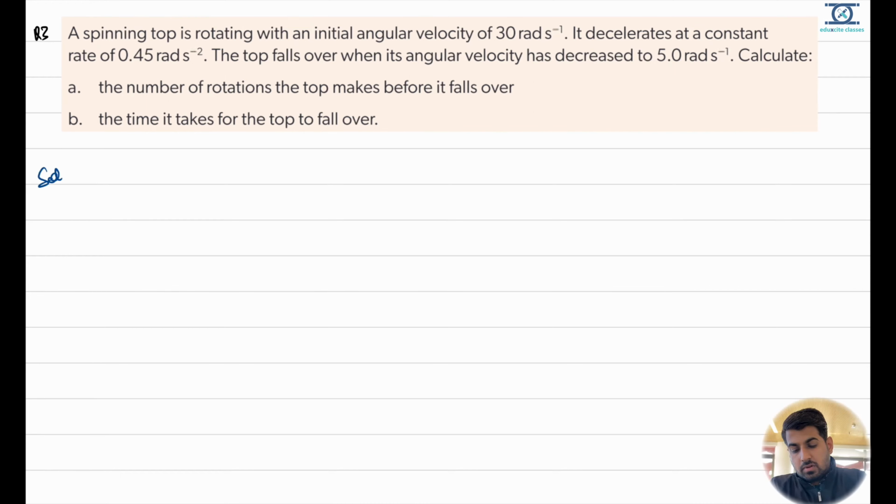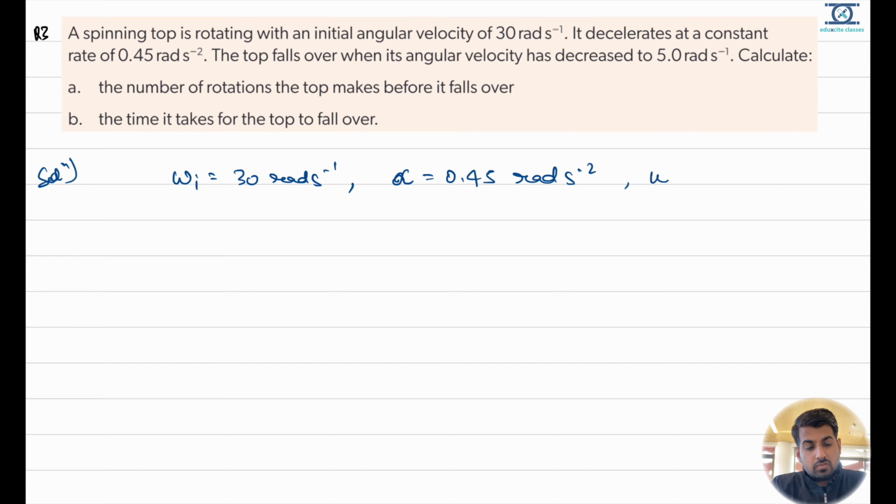Okay, now if you look at the A part, we are given the initial angular velocity, 30 radian per second. A constant deceleration of 0.45 radian per second square is given, and the top falls over when its angular velocity has decreased to, so omega f is 5 radian per second. We have to calculate the number of rotations the top makes before it falls over. So for that, first we have to calculate the angular displacement, and then using the angular displacement we can find out the number of rotations.